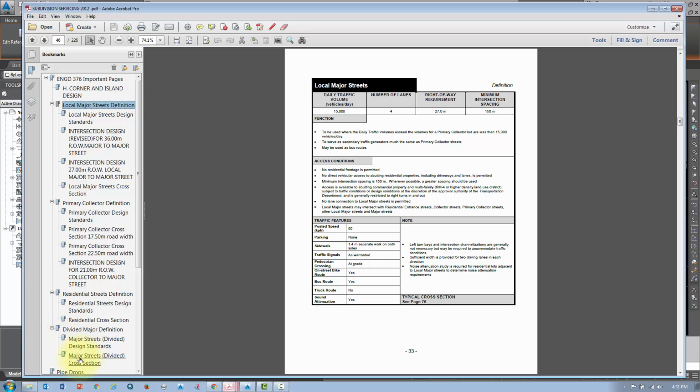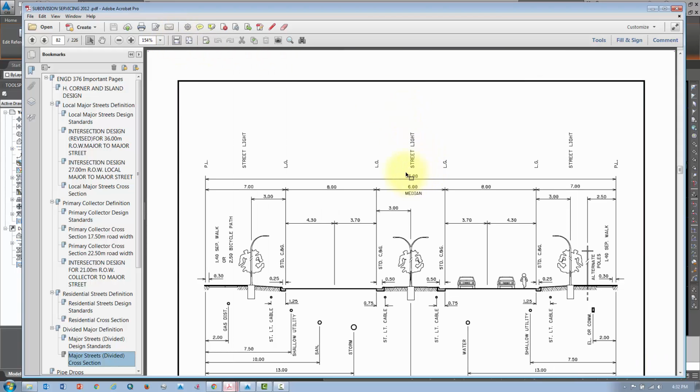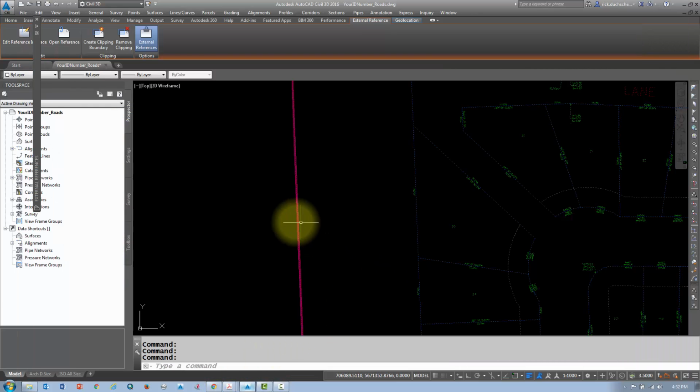So you'll have to take a look at the cross-section detail in each one of those to determine the distance between the property lines. So once you find that distance between the property lines, then you can determine the distance between the property line and the lip of gutter. And when you find that number, you simply go into AutoCAD and offset those property lines at those distances. Those will be your lip of gutter.